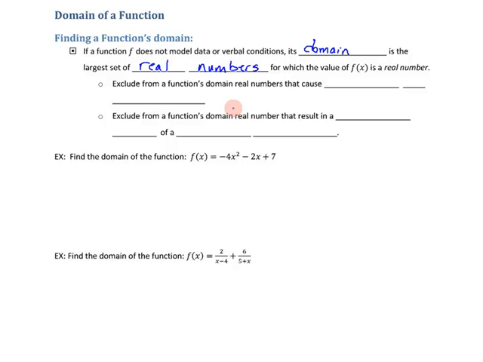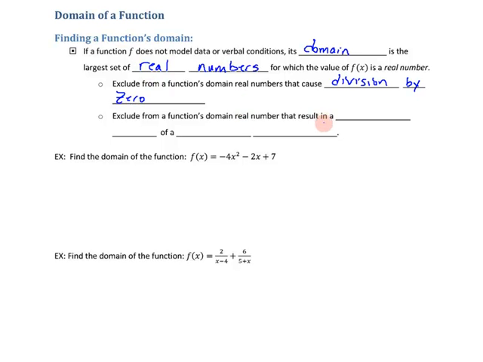Excluding those cases where context makes a difference, if all we have is the function, what we're going to mean by the domain is that it is the largest set of real numbers for which we get an output that's a real number. Basically, for us, that means two things. We're going to exclude from the function's domain the numbers that cause division by zero. Anything that would cause a division by zero would be left out of the real numbers. So we'd say all real numbers except those.